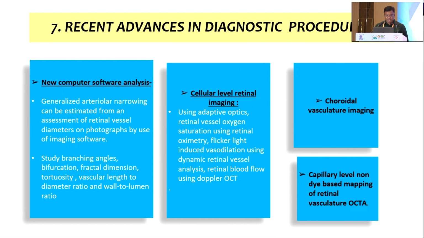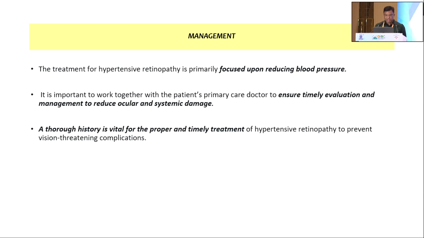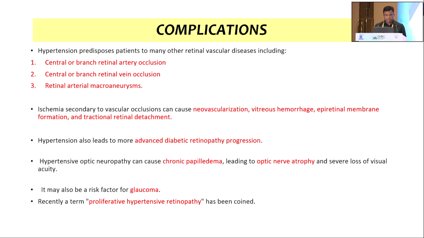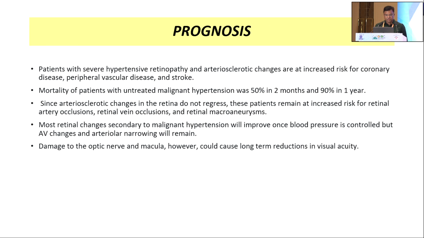Recent advances include the provision of AI, which leads to better understanding of the vasculature. Management is primarily focused on reducing the blood pressure, with timely evaluation and management to reduce ocular and systemic damage. A thorough history is vital for proper and timely treatment. Complications include central retinal vein occlusion, branch retinal vein occlusion, and microaneurysms. As for prognosis, patients with severe hypertensive retinopathy and atherosclerotic changes are at risk of coronary disease. Mortality of patients with untreated malignant hypertension was 50% in 2 months and 90% in 1 year.